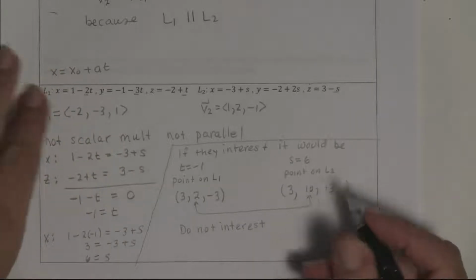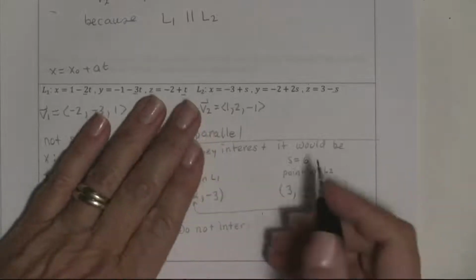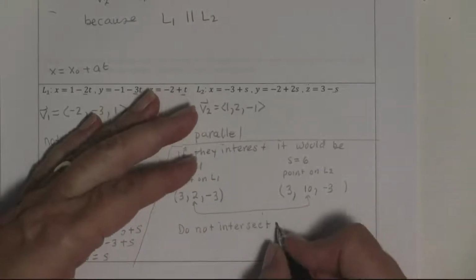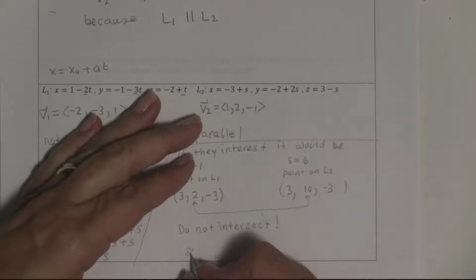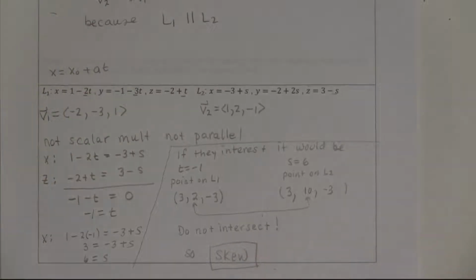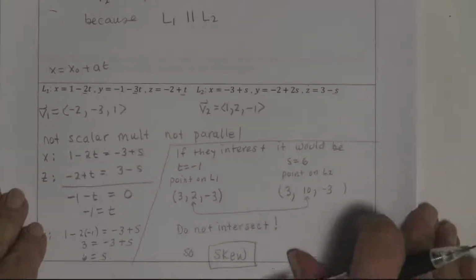Have I spelled intersect wrong? I think I've missed a letter here. Do not intersect, right? And they weren't parallel, so that means they are skew. So we did a lovely job at that. It was beautiful. And so we're going to try the next example.